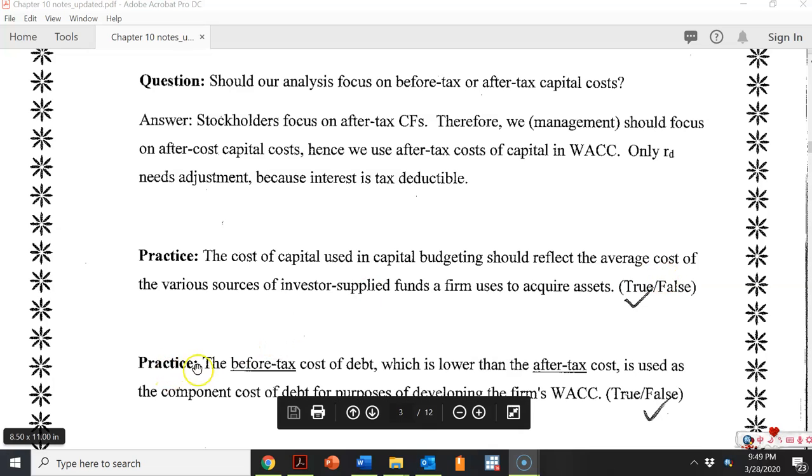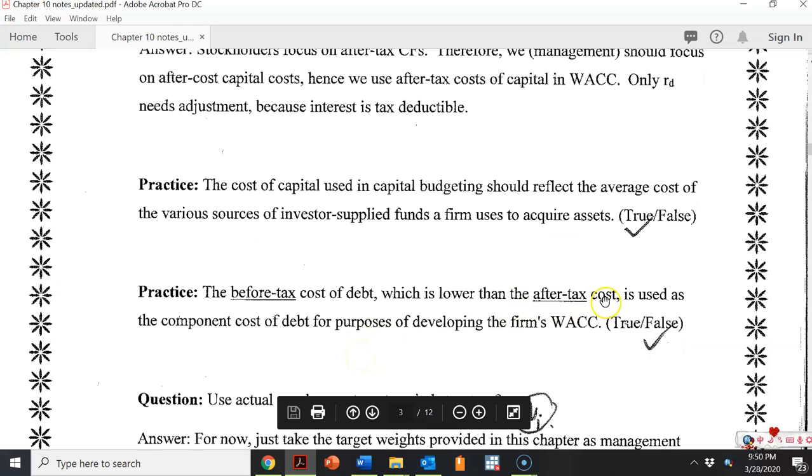Another practice: the before-tax cost of debt, which is lower than the after-tax cost of debt, is used as the component cost of debt for purposes of developing the firm's WACC. This is false because we're actually using the after-tax cost of debt when we're calculating WACC. We do have the tax adjustment for debt.